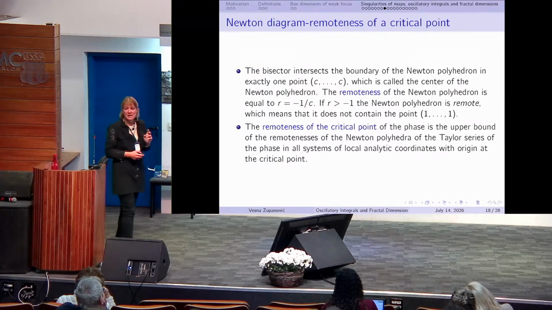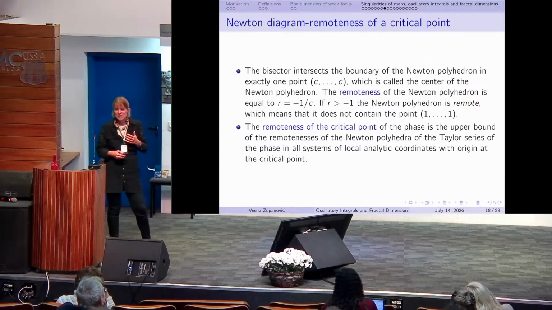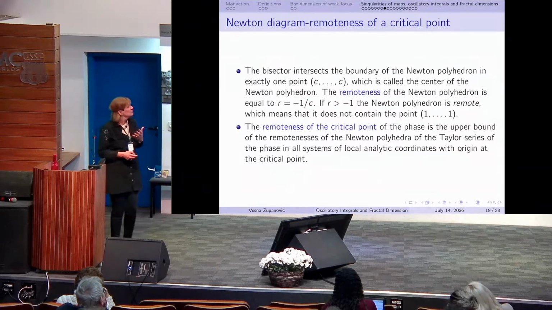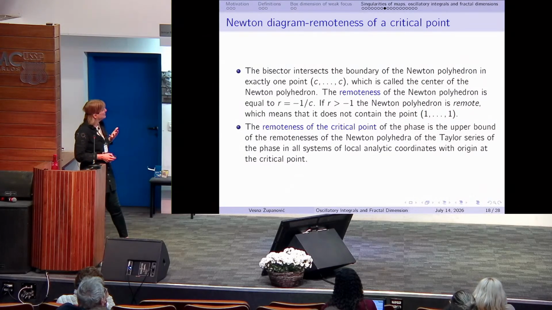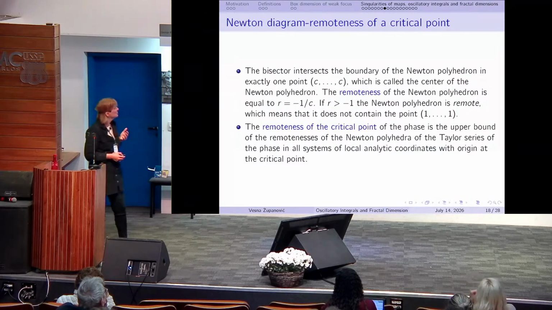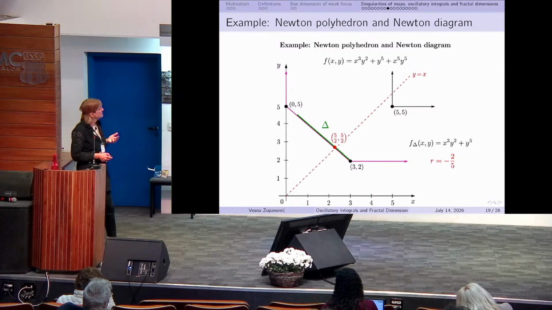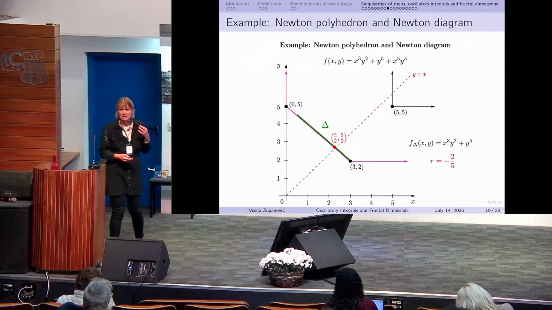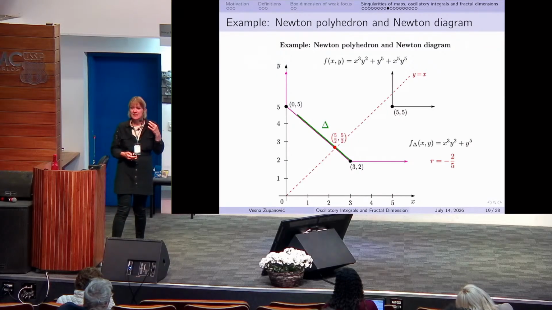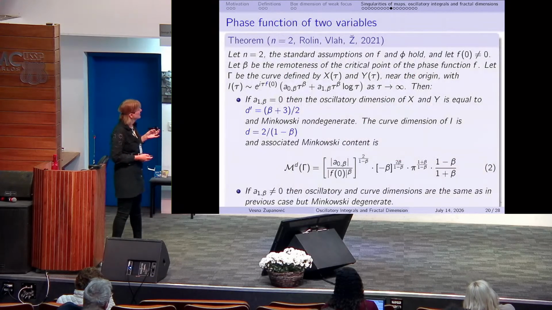And of course, the Newton diagram is changed by a change of coordinates. So the remoteness of the critical point is the upper bound of the remoteness of the Newton polyhedra of your map, or Taylor expansion, and so on. So this is the remoteness. This is exactly what Varchenko says, that this is the exponent of the leading term in the oscillatory integral. Directly you can read it.